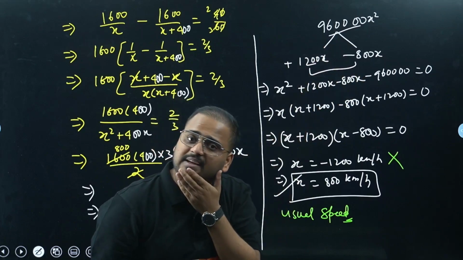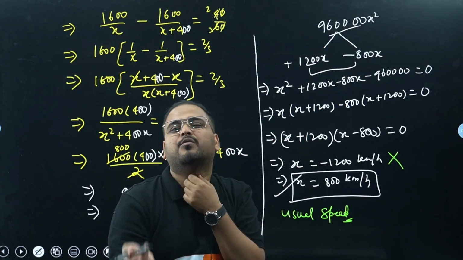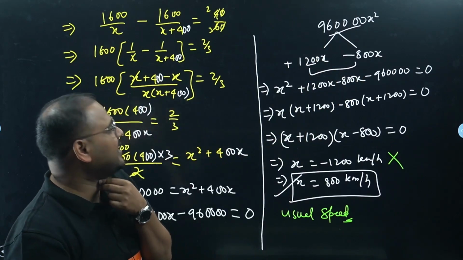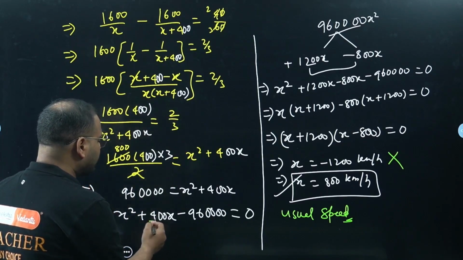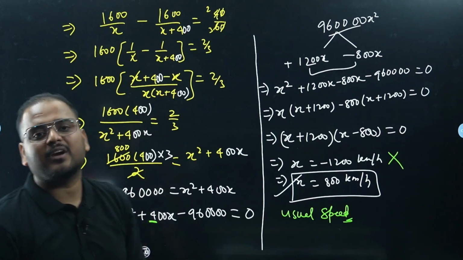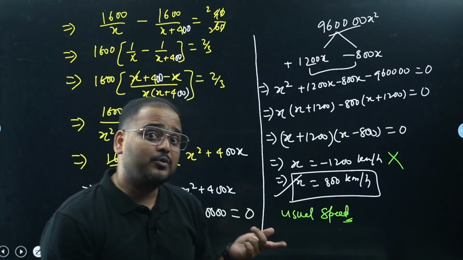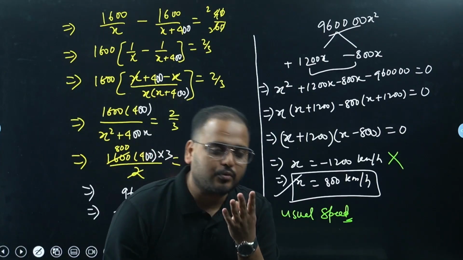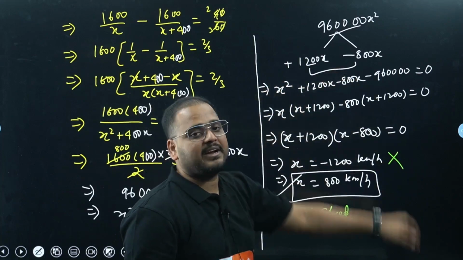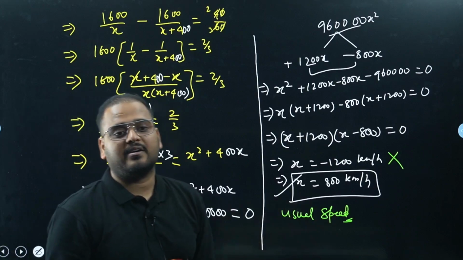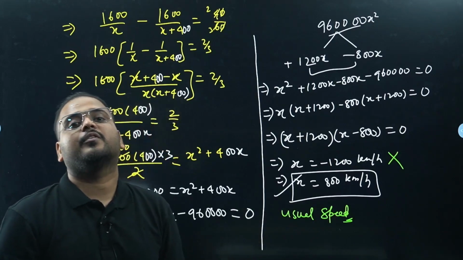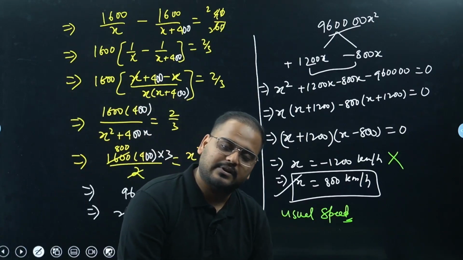Factorize 96: 12 8s are 96. Other factors are 24 and 4, 96 and 1. Other factors will also be there, like 16 and 6, but there's no way I can get 4 from 16 and 6, 24 and 4, or 96 and 1. But 12 and 8 makes sense. 12 minus 8 is 4. So 12 is positive, minus 8 is there to get our positive 4. Answer is here, 800 km per hour. I hope it's clear for you. This question is very important.